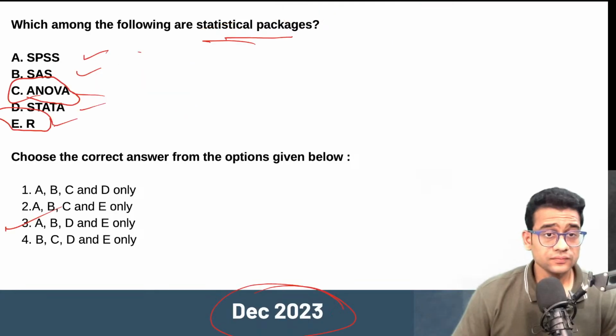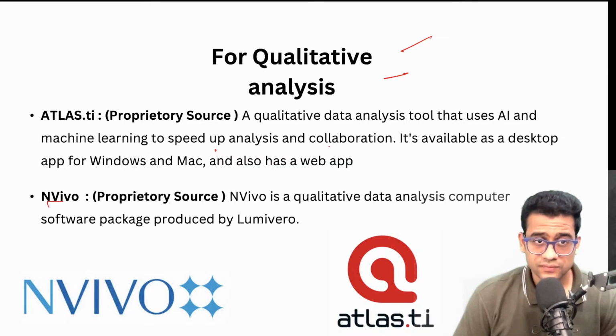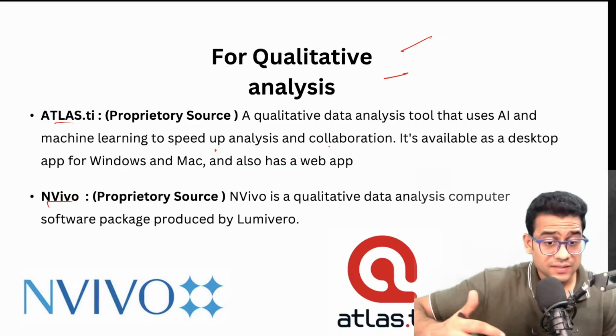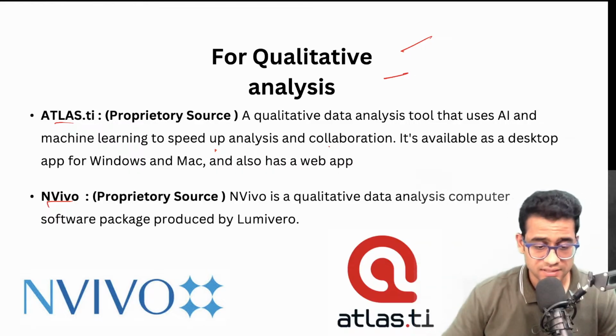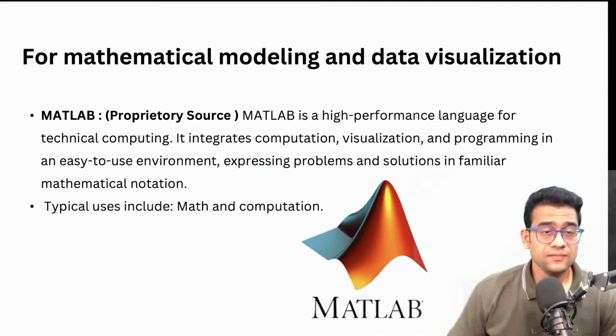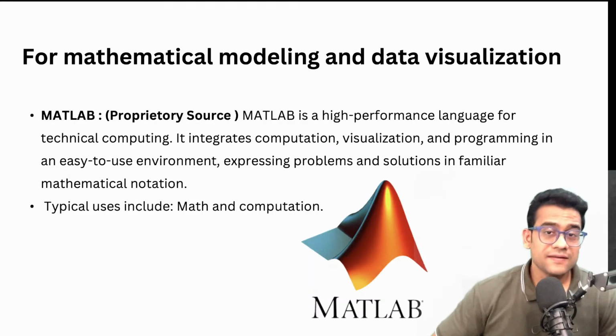Then for qualitative analysis we have Atlas and NVivo. ठीक है, और भी होते हैं. There are some 15-16 softwares. Kindly go and check about it. ठीक है, then we have a very important tool for data visualization.